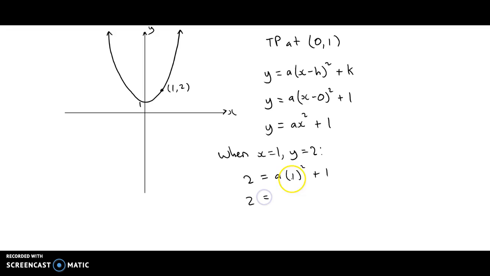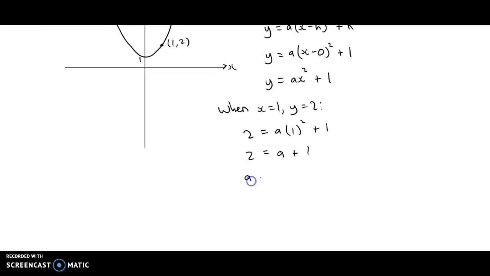So 2 equals, 1 squared is 1, 1 times a is just a, plus 1. So we know that a is equal to 1. Therefore, the rule for the parabola is simply going to be y equals x squared plus 1. So we found our a was equal to 1, and then we could just substitute it back into this rule that we got up here. So that's the rule for the parabola.